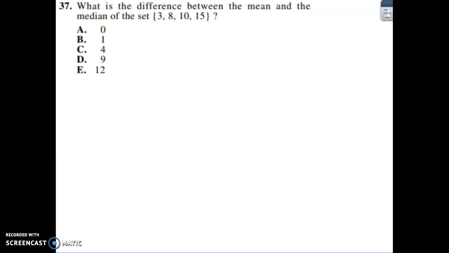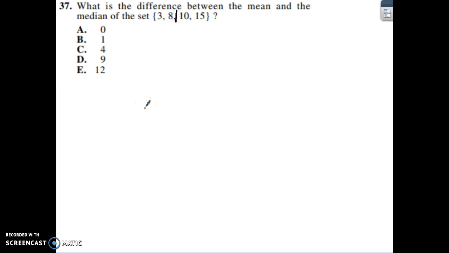So what we have here is a relatively simple one. It's wanting us to find the difference between the mean and the median. The median is going to be the center data value when all of your data points are in order from least to greatest. They were kind enough to put our data points in order from least to greatest for us. Since we only have 4 values here, the middle is actually going to be somewhere between 8 and 10.